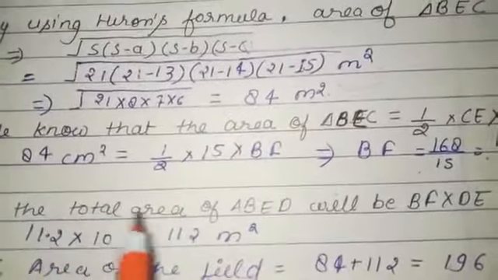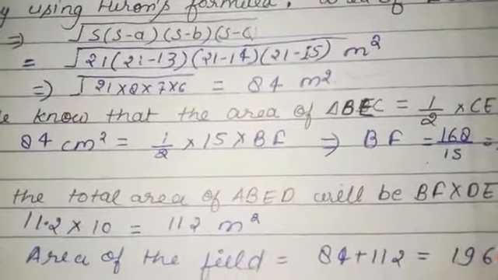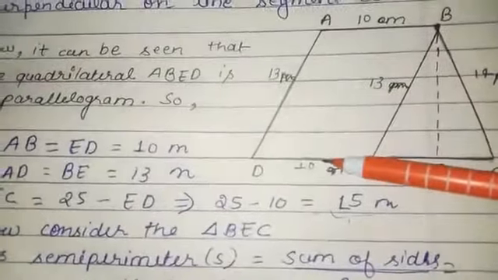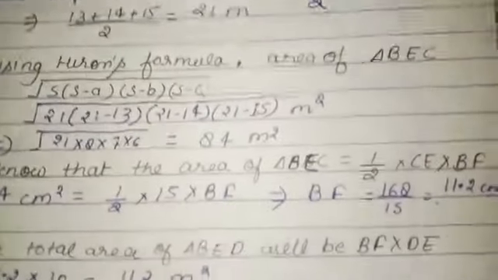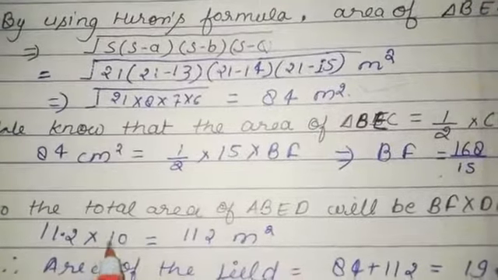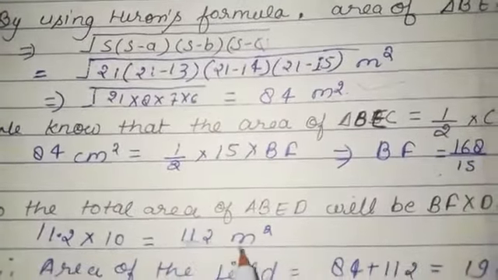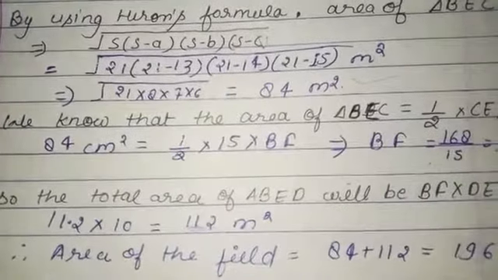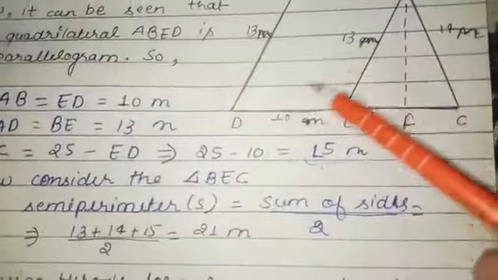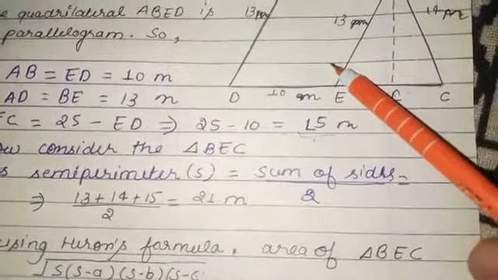So the total area of ABED will be BF into DE, because it's a parallelogram, so this side into this side. So we get 11.2 into 10, that is 112 meter square. Now the area of the field is equal to the area of the triangle plus the area of the parallelogram, the sum of these areas.